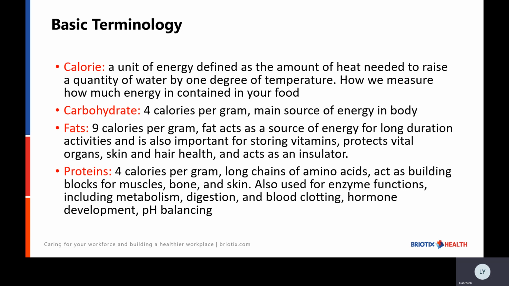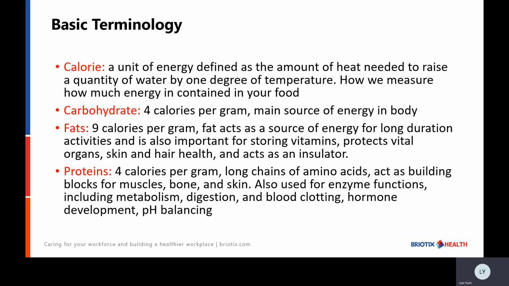The next three are carbohydrates, fats, and proteins, and these are what we call macronutrients. So a carbohydrate is the main source of energy in the body, and there are 4 calories per gram. Fats act as a source of energy for long duration activities and are important for storing vitamins, protecting vital organs, skin and hair health, and acting as an insulator. Each gram of fat is 9 calories.